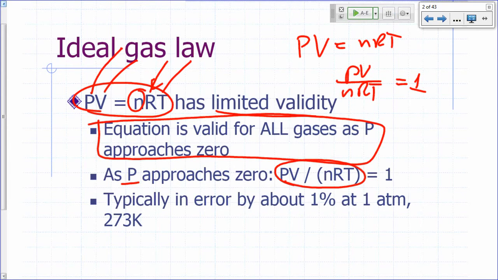Now, typically, if you use this equation, you'll be in error by about 1% at ordinary conditions. Okay, at STP, for example, room temp or close to room temperature, 1 atmosphere pressure. So it's a pretty good equation to use under ordinary conditions. But, like I said, that equation is not really true under all conditions. It tends to fail when you get to higher pressures.